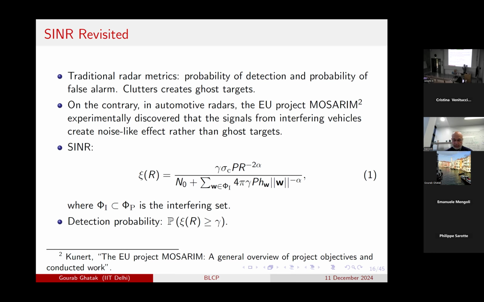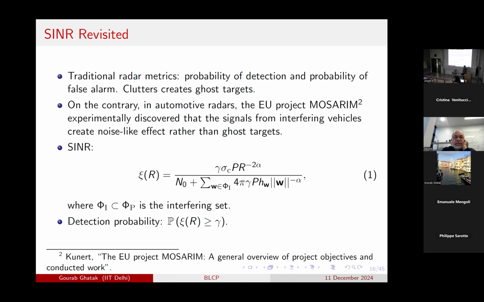Sigma C is the fluctuating radar cross section. If you see a motorbike versus a vehicle, its cross section is fluctuating. Sigma C is a random variable which models the fluctuating radar cross section. It also depends on the orientation of the target. On the other hand, the interfering signals have single-way path loss, so it's to the power minus alpha, multiplied by a fading parameter similar to how you would perceive your communication signals. And then you have the noise.